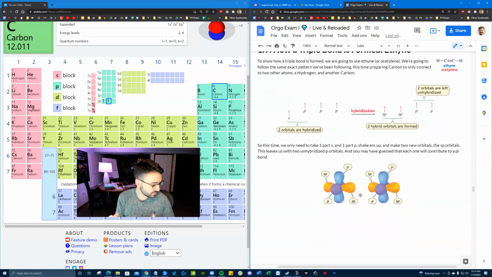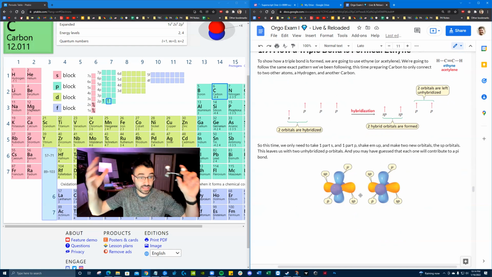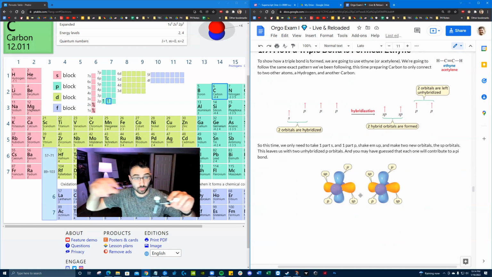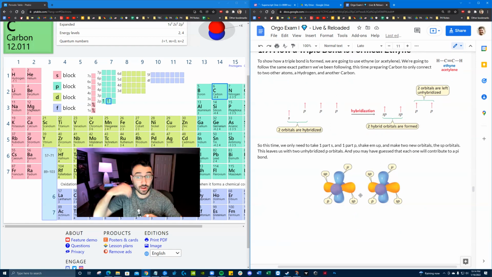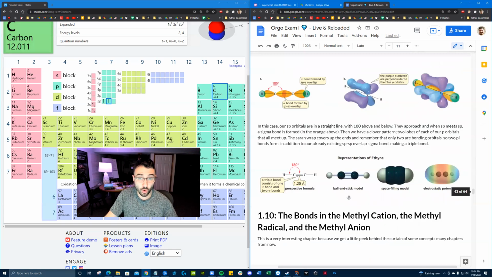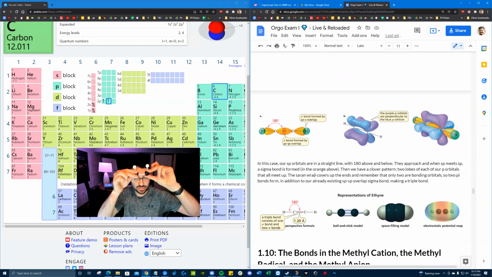So when we bring this molecule together, we have a carbon on this side. Now, there's two sp hybrid orbitals. One is going to be joined by a hydrogen, and the other sp orbital is going to overlap and form that sigma bond and bring those carbons together. And that's exactly what we see here.